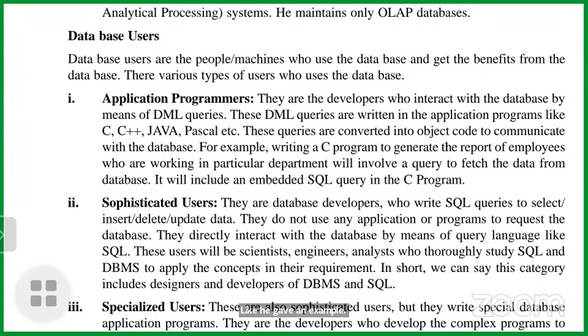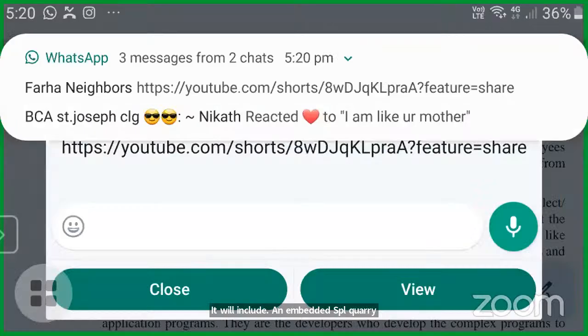He gave examples like C, C++, Java, Pascal, etc. These queries are converted into object code to communicate with the database. For example, writing a C program to generate a report of employees who are working in a particular department will involve a query to fetch the data from the database. It will include an embedded SQL query in the C program. So using a C program also, you can write the database query.